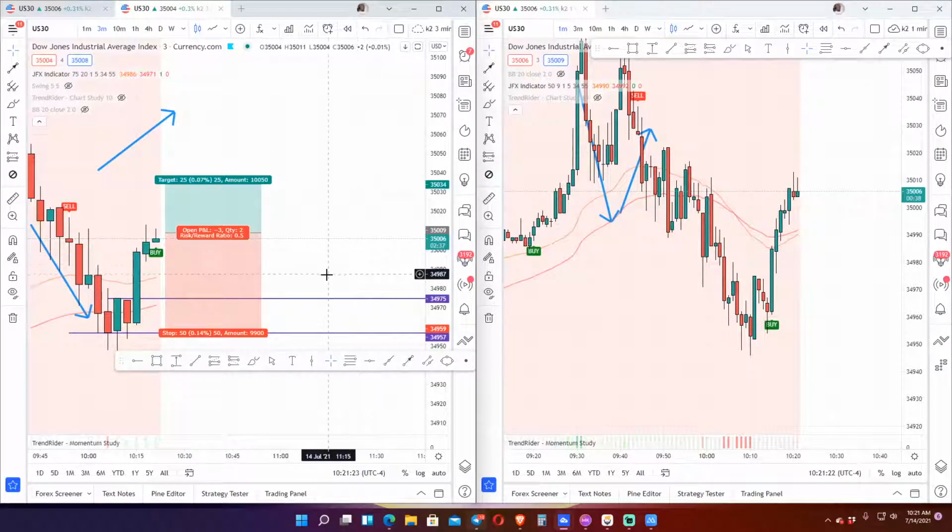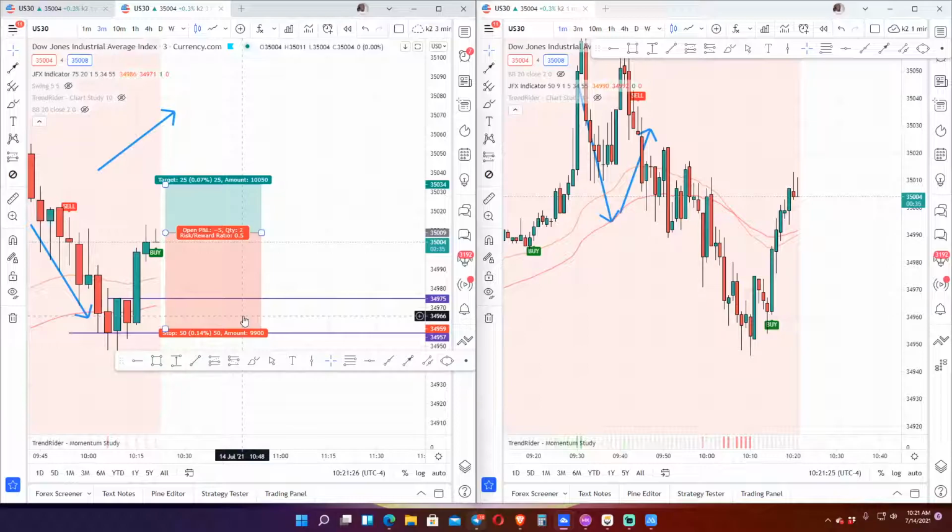We definitely don't have no momentum push today. Market's kind of slow, in my opinion.